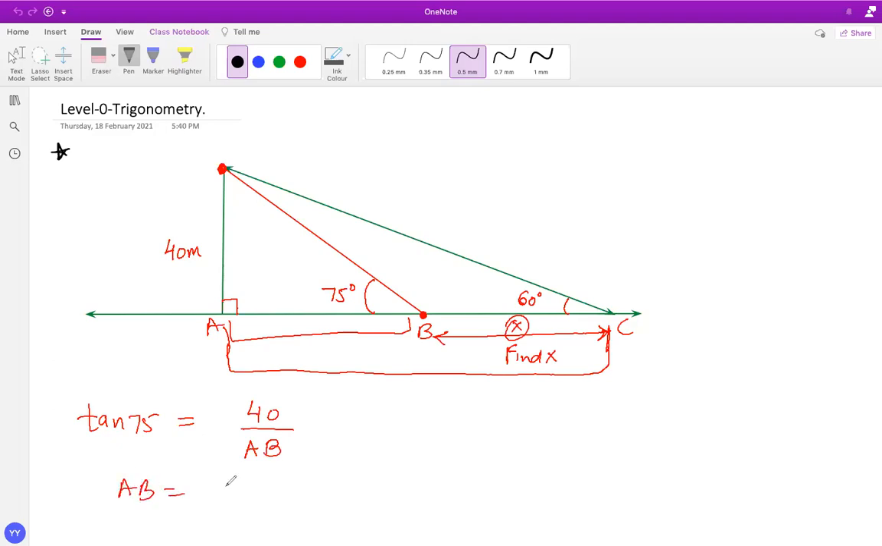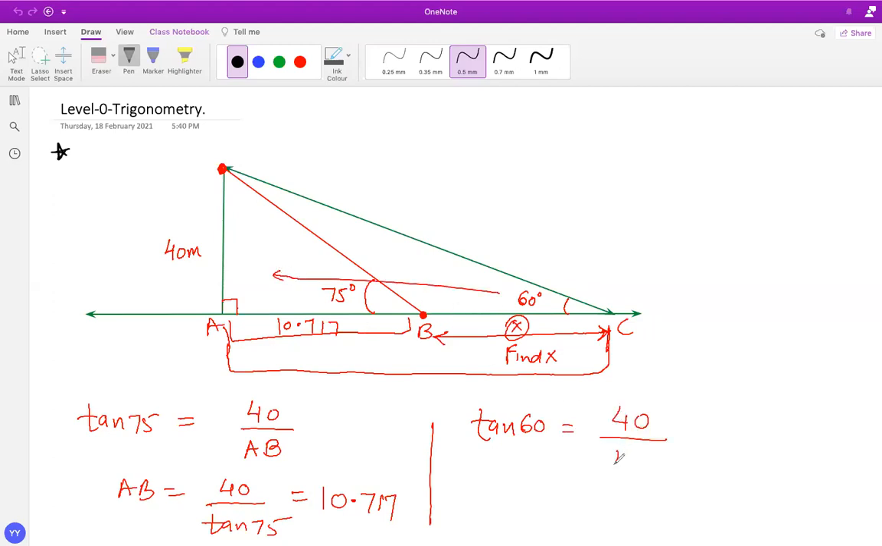That gives you AB is 40 over tan 75. So this value is basically 10.717. And next, I'm going to apply trigonometry in this big triangle to find this length AC. So tan 60, same ratio if I apply, that is going to be 40, our opposite side is 40, over AC.